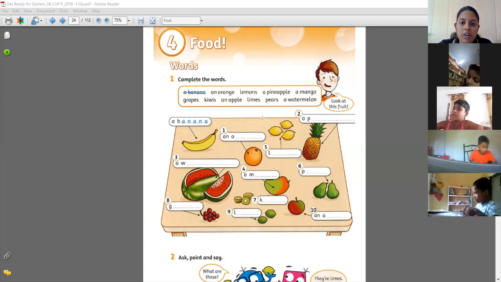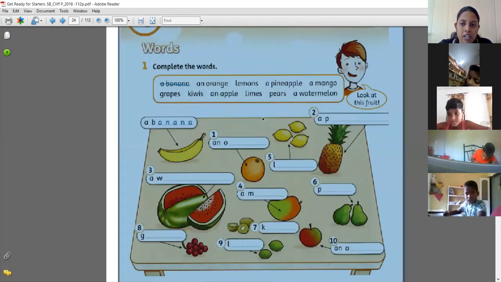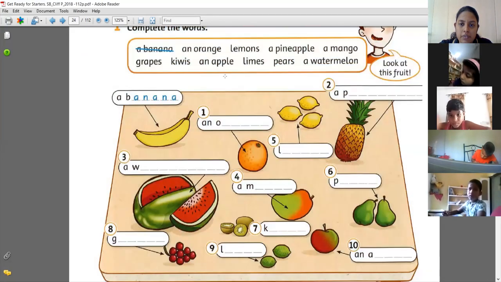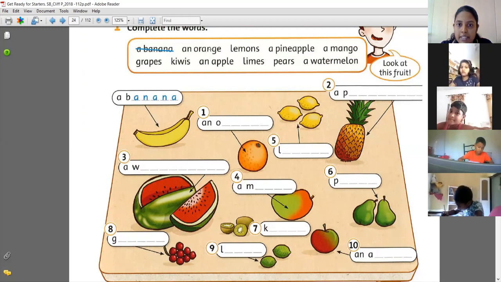All right, now we want to write the answers here. I will give you a few minutes. Number one, the example is a banana. So you should write number one, an orange. You can take the spellings from here if you can't remember them. Okay, shall we start to do that? Okay, let's start.